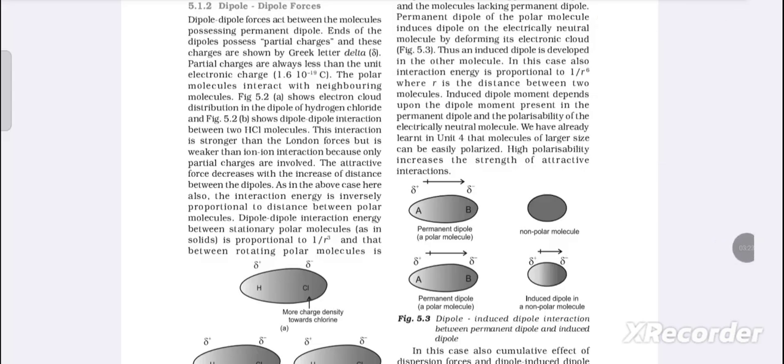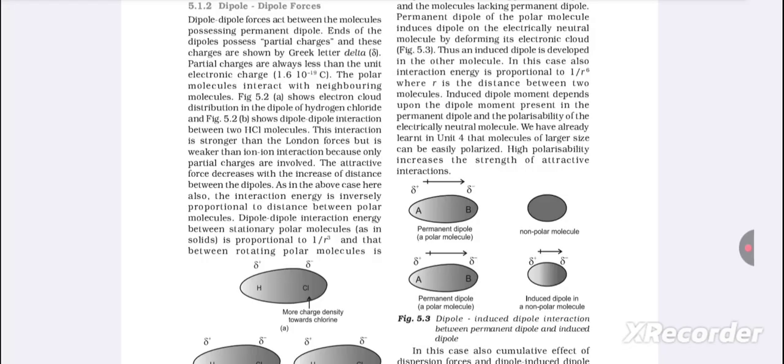Dipole-dipole forces act between molecules possessing permanent dipoles. Ends of the dipole possess partial charges, and those charges are shown by the Greek letter delta. Partial charges are always less than the unit electronic charge. The polar molecules interact with neighboring molecules. The electron cloud distribution in the dipole of hydrogen chloride shows dipole interaction between two HCl molecules. This interaction is stronger than the London force but weaker than ion-ion interaction because only partial charges are involved.